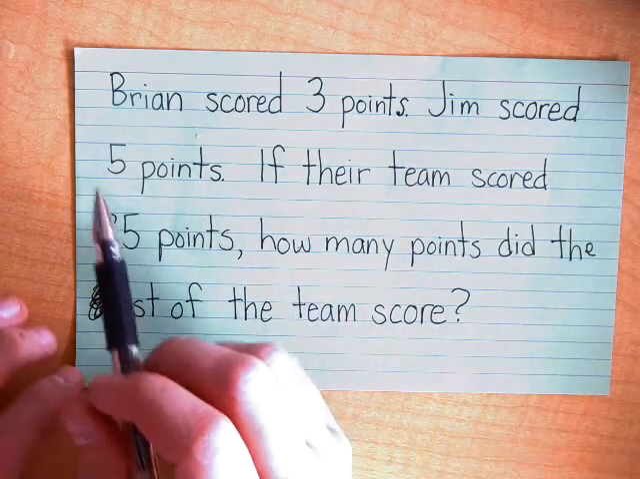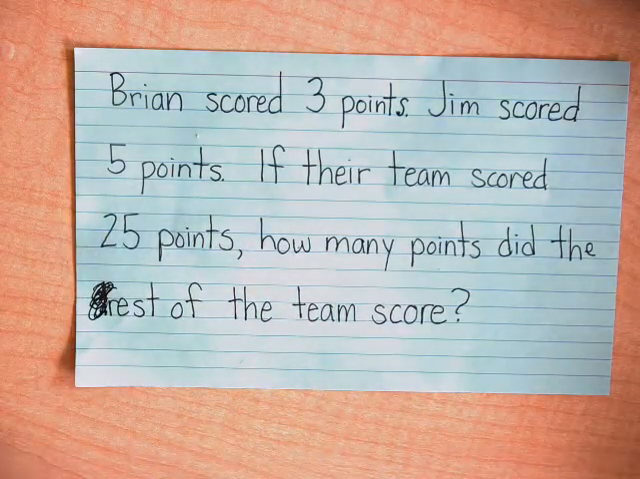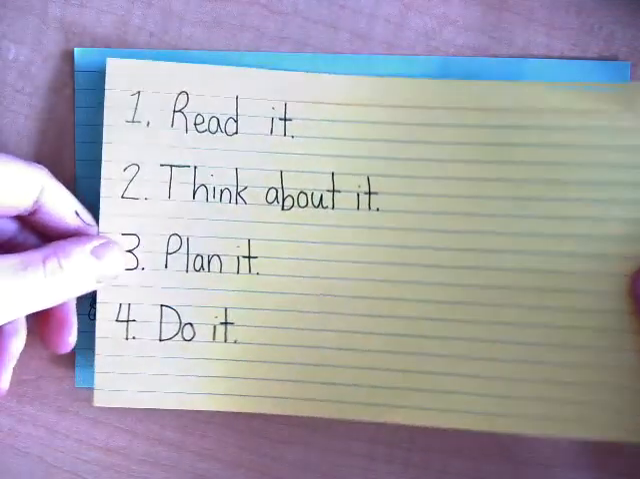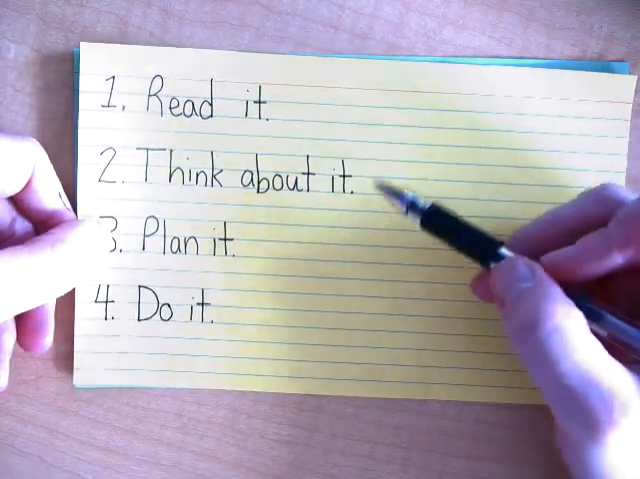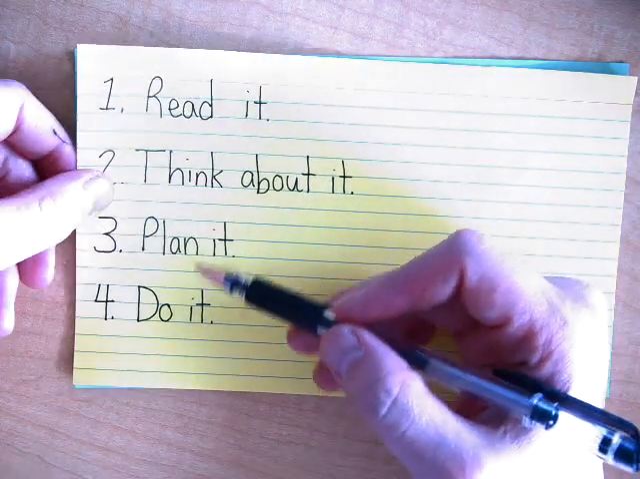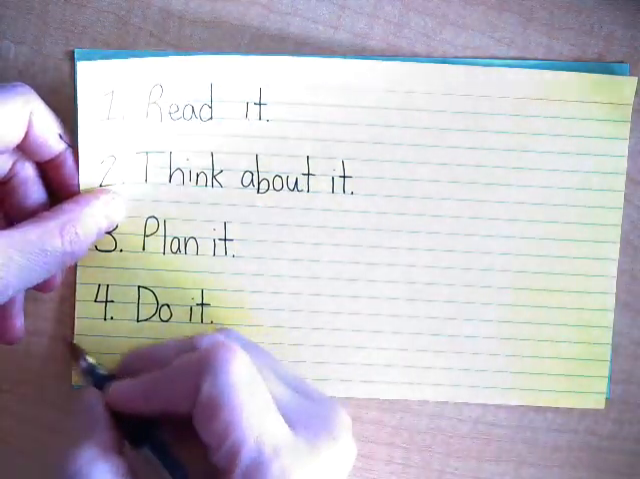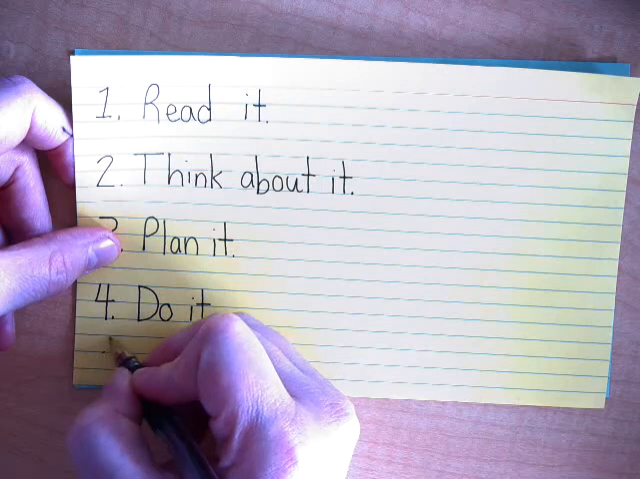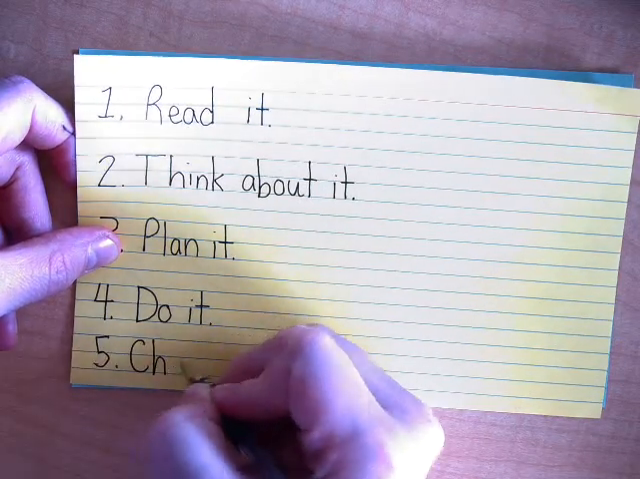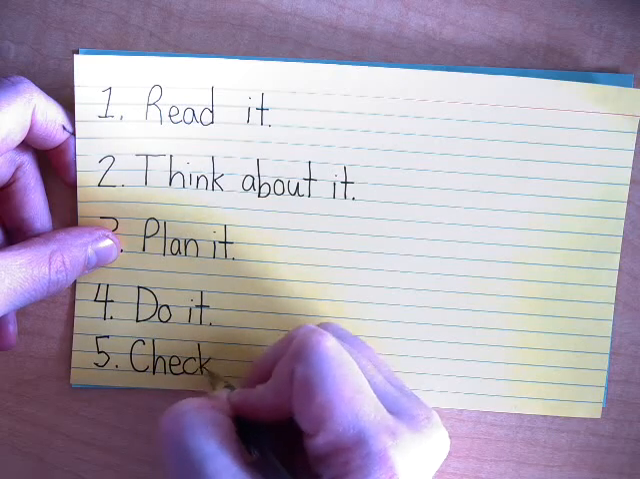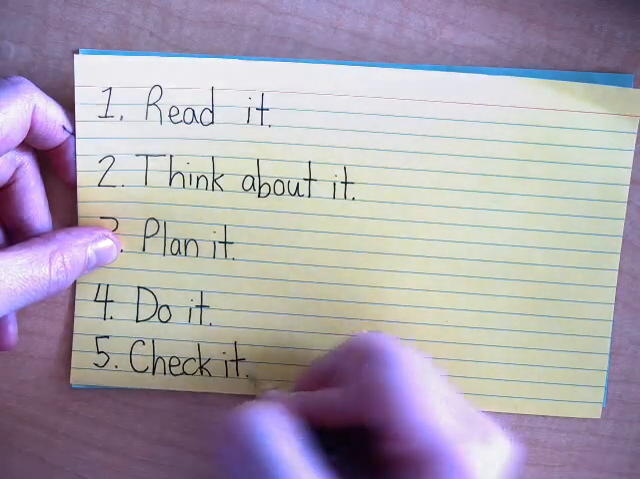Okay, so we have a number story here, and we just talked about when we do a number story, the 4 steps are: we read it, we think about it, we plan it, we do it, and then a very important step number 5, which we're going to add right now, is check it, to make sure that it works.